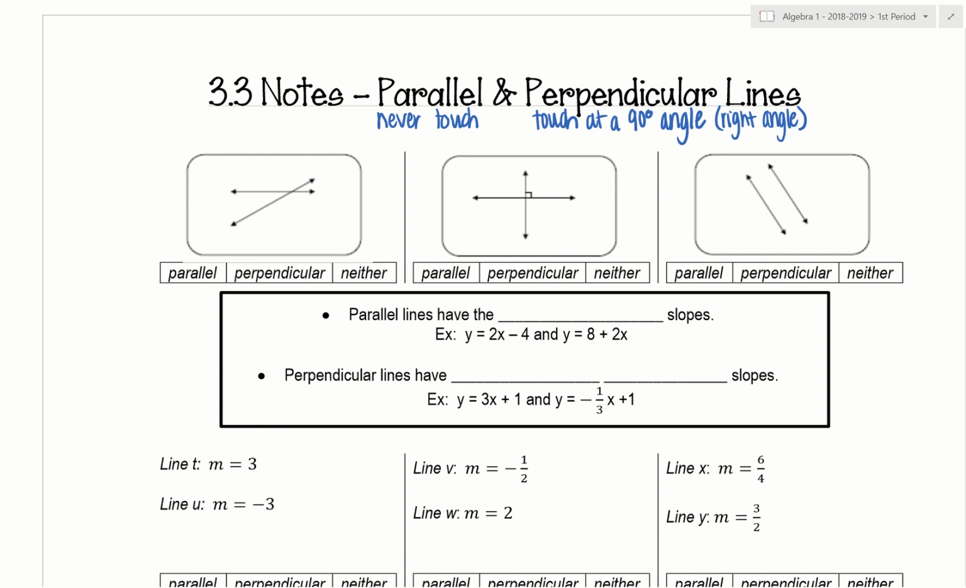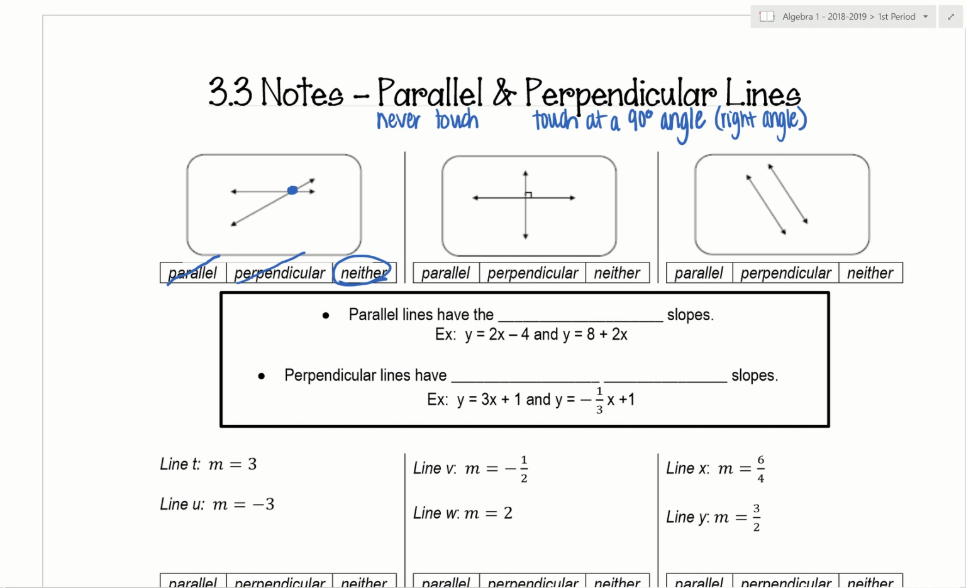So let's look at these 3 examples. This first example, we've got 2 lines. They are touching right here. They're touching one time, which is awesome. But if they're touching, that means they're definitely not parallel. And then we've got to ask ourselves, are they touching at a 90-degree angle? The only way we would know that is if it indicated it, and it didn't show any indication. So therefore, if this is not perpendicular, this has to be a neither situation.